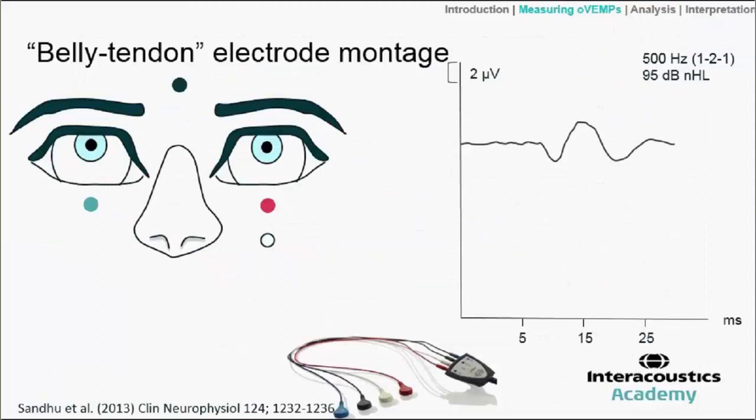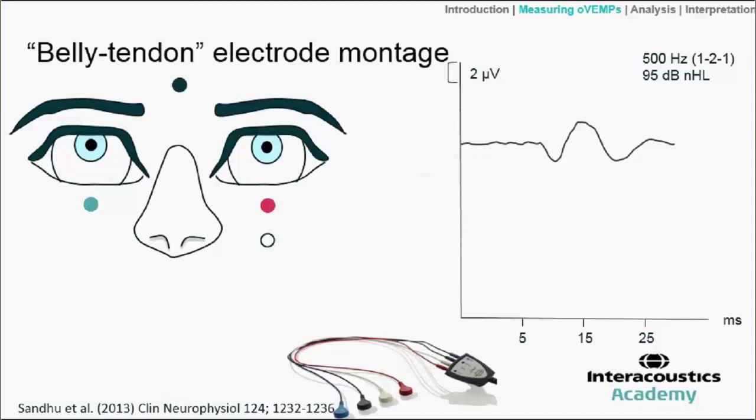So I'm just going to unpack in a little more detail some further points on electrode montage, and here we're going to talk about the belly-tendon montage, which has been investigated by Jaz Sanhu and colleagues some years ago. What they did was they had 8 normally hearing, normal otological function adults, and they had the standard inferior orbit of the eye electrode there, the red electrode with the reference immediately beneath it.